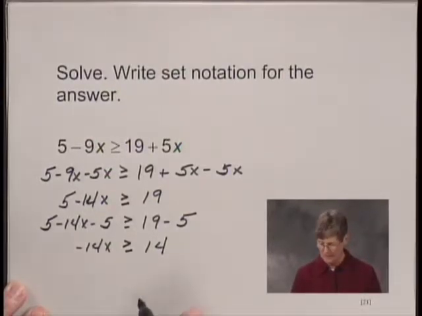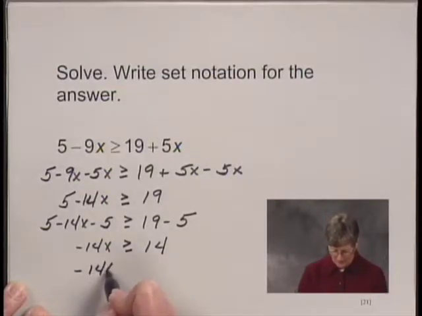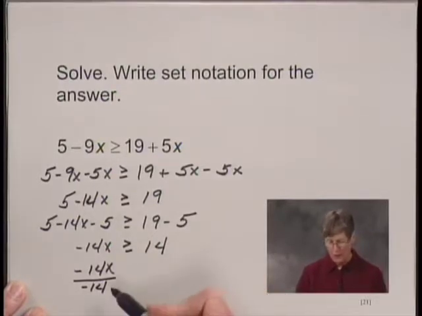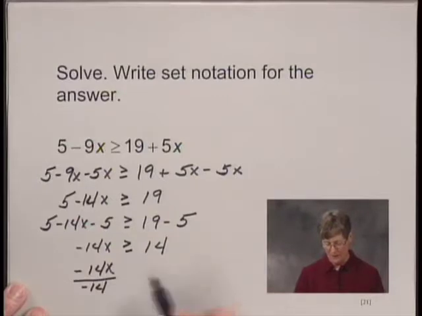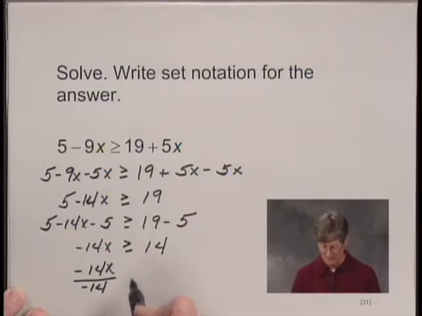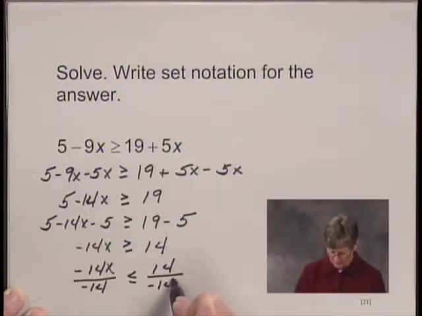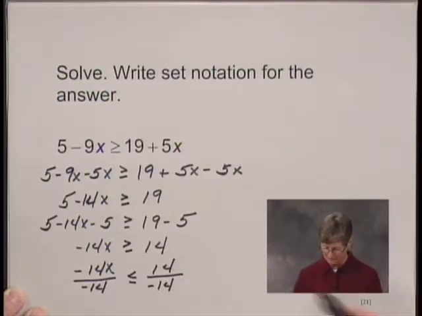by negative 14. And when I do this, on the left I have negative 14x over negative 14. Using the multiplication principle for inequalities to do this, I know that when I divide or multiply both sides of an inequality by a negative number, I have to reverse the inequality symbol. So I'm going to reverse greater than or equal to and write less than or equal to. And on the right I have 14 divided by negative 14.